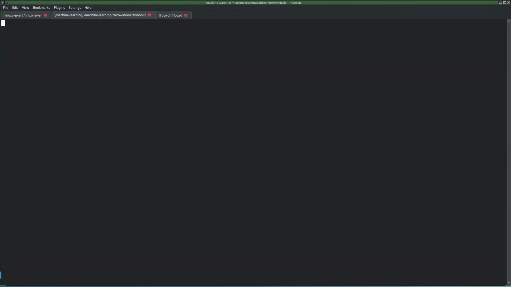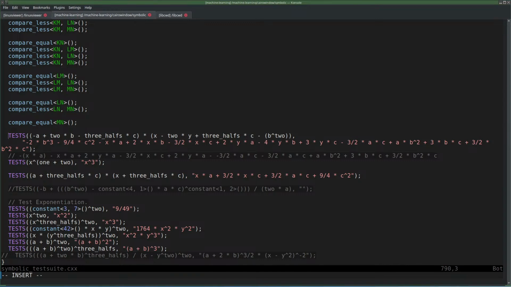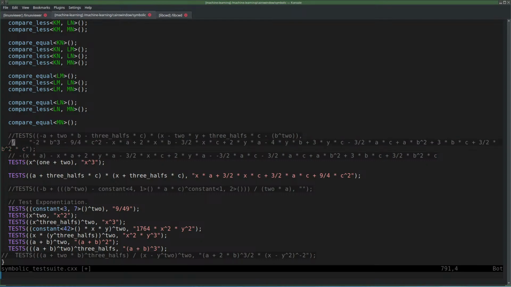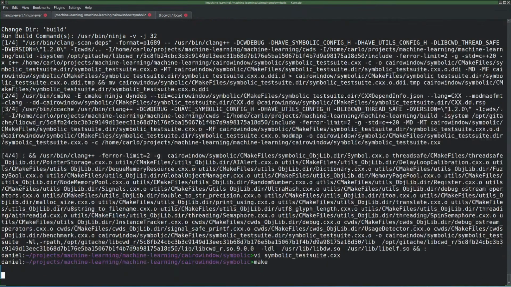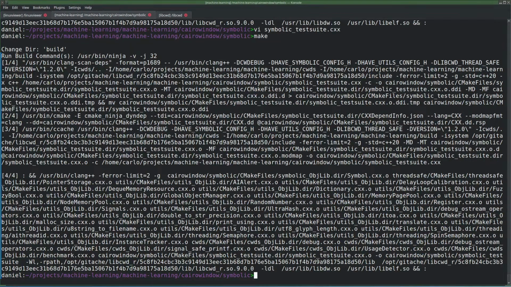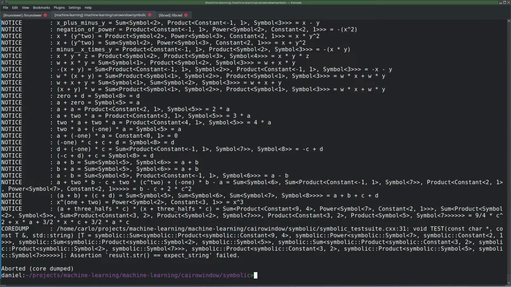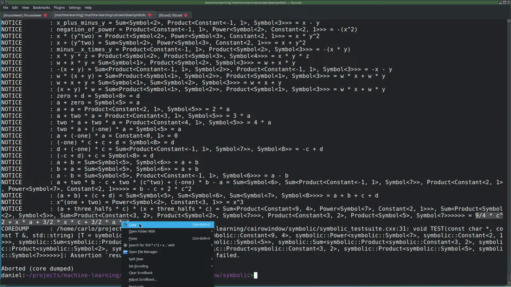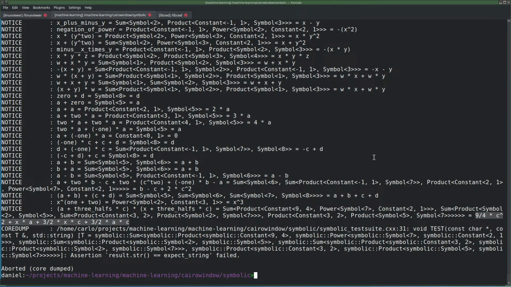Yeah, well, maybe I should comment this one out. Okay, it fails. But I'm not convinced it didn't work. There's a 9/4 now. Put this c squared first, yeah.